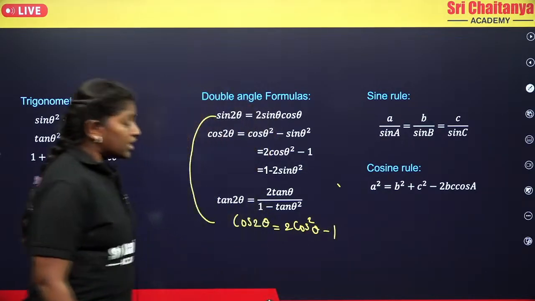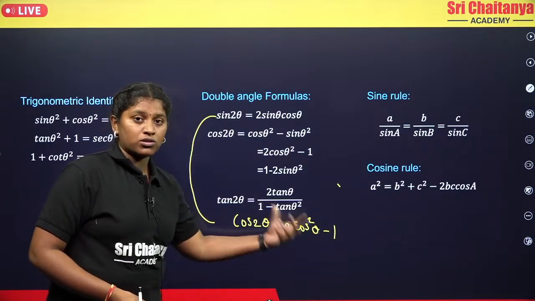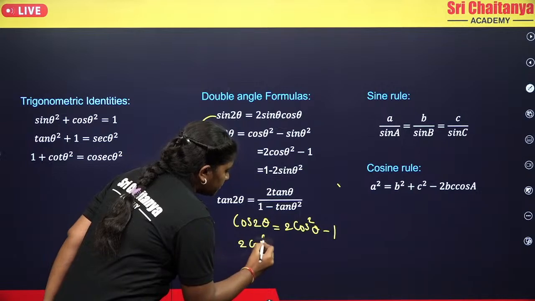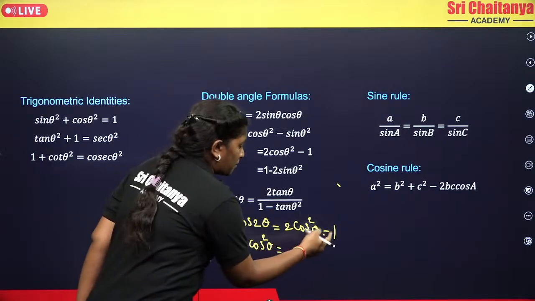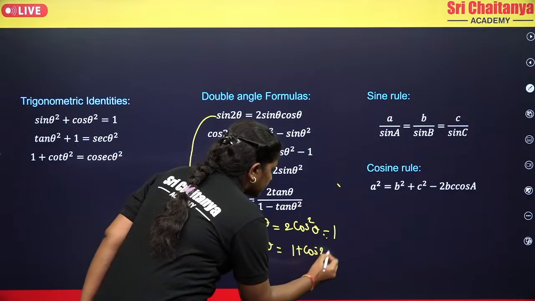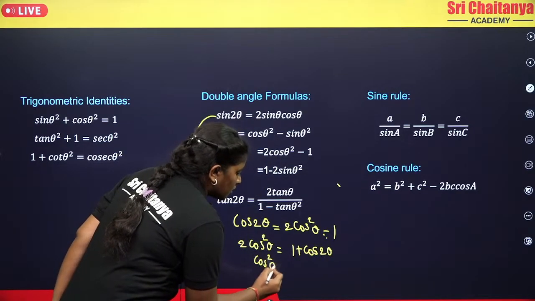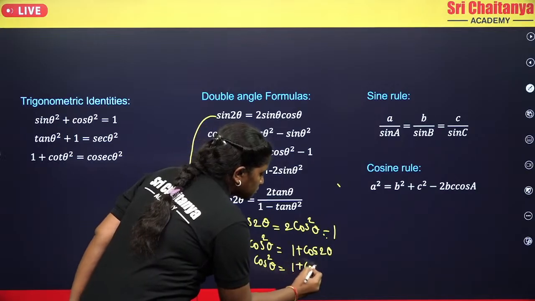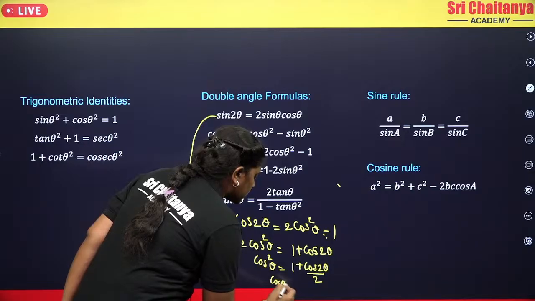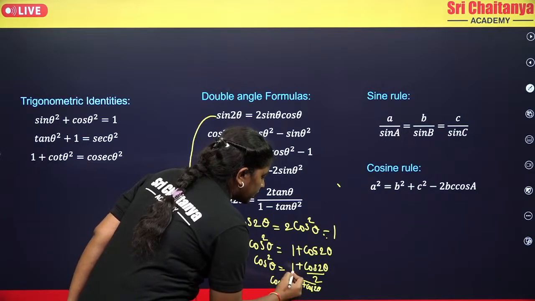Now if you take an example, cos 2 theta equals 2 cos square theta minus 1. So from this what can we find? We can find the cos square theta value or the cos theta value also. Why? Because 2 cos square theta will become, with minus 1 crossing over to plus 1, 1 plus cos 2 theta. And from this, cos square theta will become 1 plus cos 2 theta by 2.